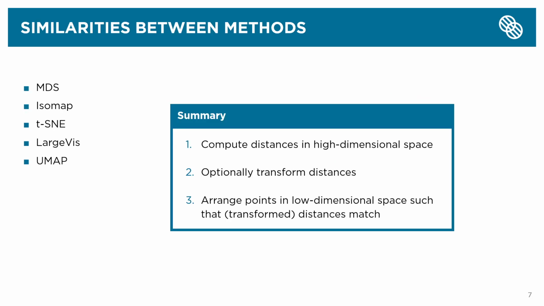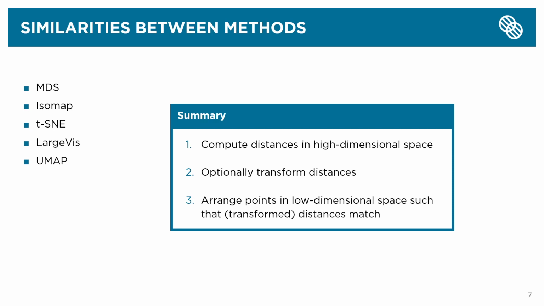So in summary, for these existing DR techniques, the general process is the following. First, we compute distances in the high-dimensional space. Second, we optionally transform these distances. And third, we arrange points in the low-dimensional space in such a way that the possibly transformed pairwise distances match as well as possible. And this is the general principle behind how DR works in ParaDime. We'll talk about this in more detail in a second.